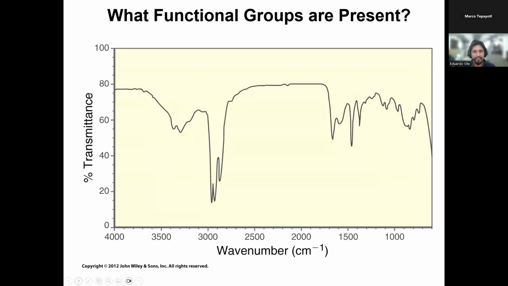Okay, what about this one? What do you guys see here? Remember, we don't pay much attention to the 1000s region. We start paying attention between 1500 and above. So what do you guys notice here? What do we see here? Can't move on until you guys say something.